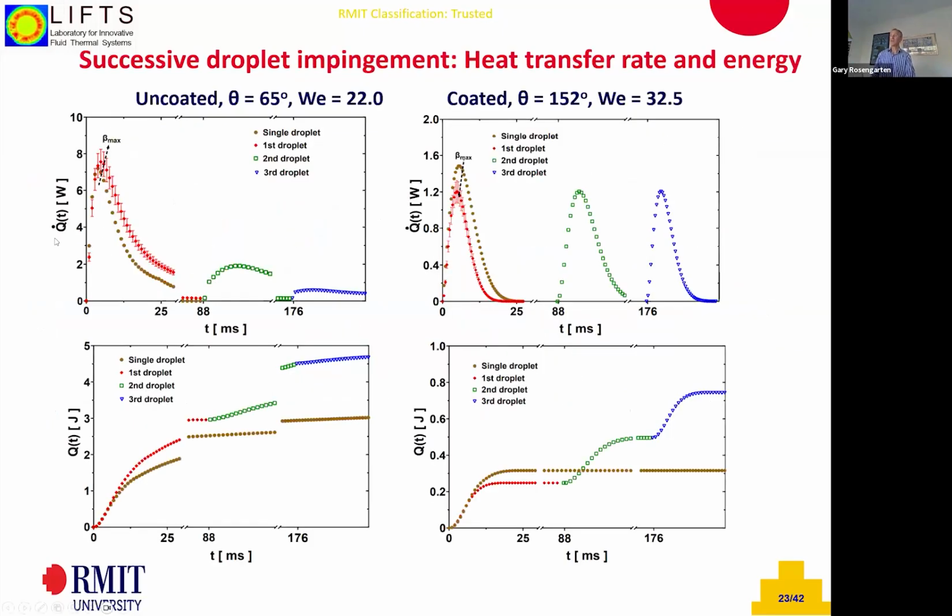So if we look at the heat transfer rates, again, here's the actual heat transfer rate as a function of time in watts. And here's the first one coming in. The second one's now hitting another droplet and coalesces, and it's not hitting a fresh surface, so it goes down. And eventually the third droplet, it gets even lower. But as you would expect, there's no difference in the heat transfer rate for the super hydrophobic surface because it's hitting a fresh surface. They should be identical.